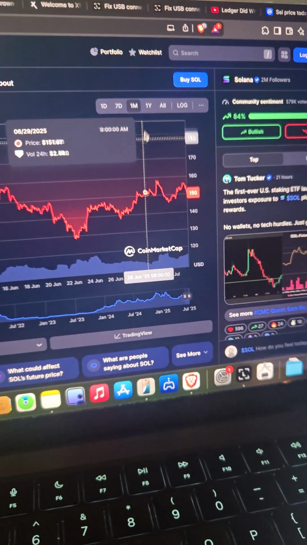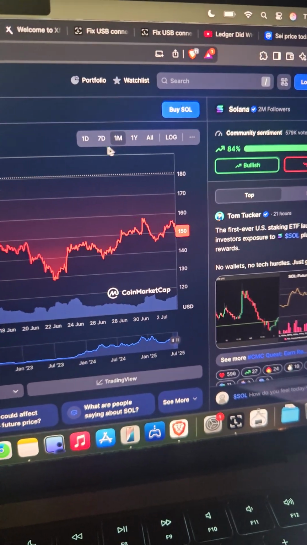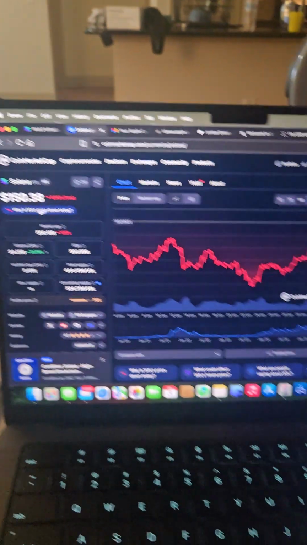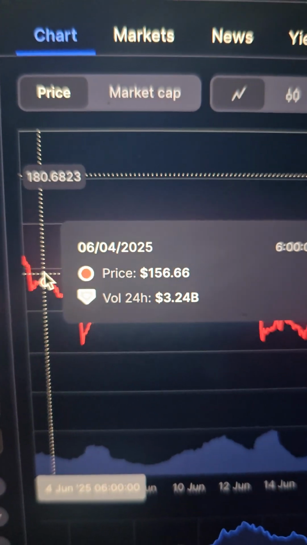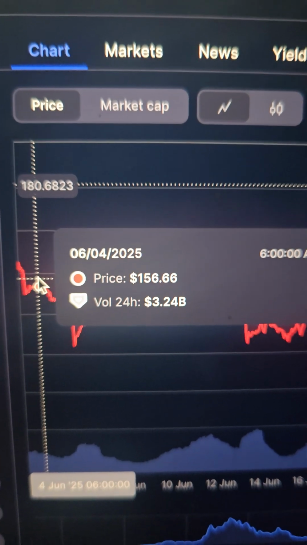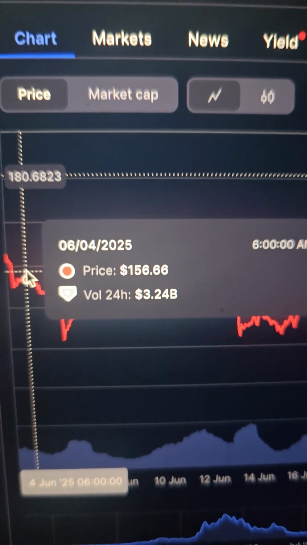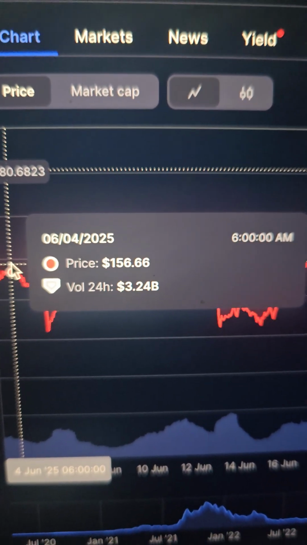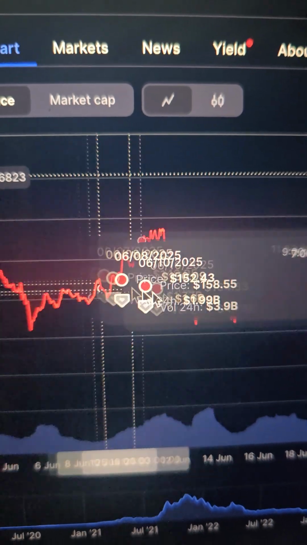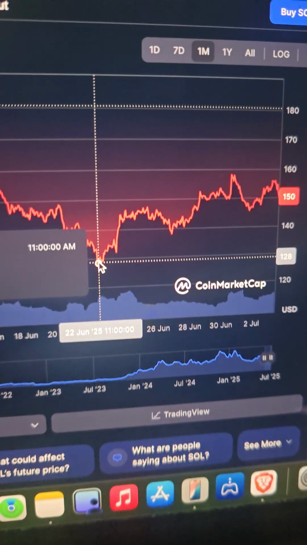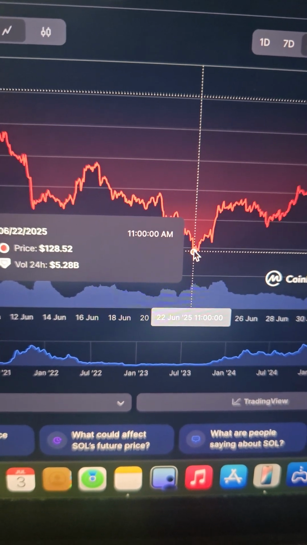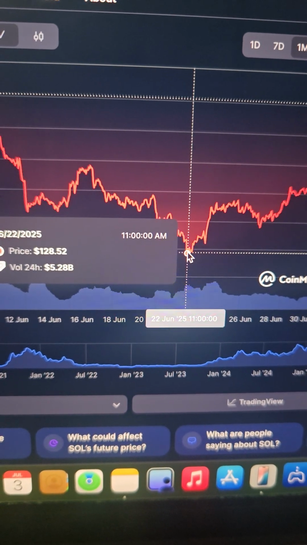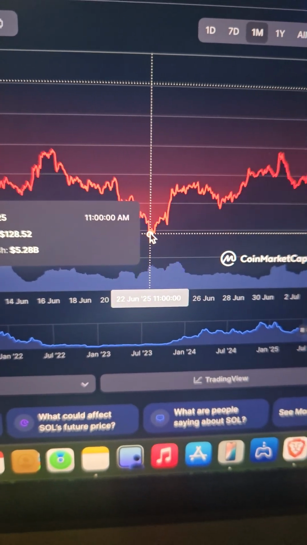Just look at this chart. This is over the last month, right? And this is Solana that we're looking at. Now, over the last month, let me zoom in on this so y'all can see what's happening. On June 4th, the price of Solana was $156.66, right? Now, the price dropped all the way down here to $128.52, right?